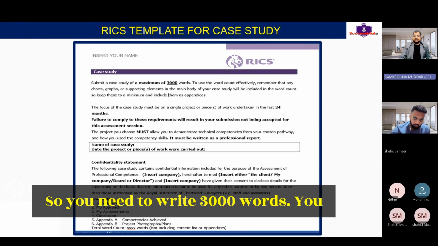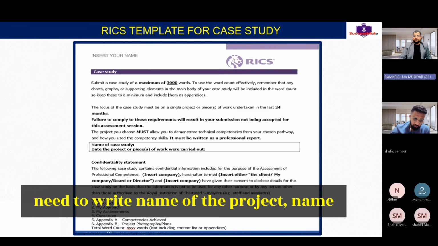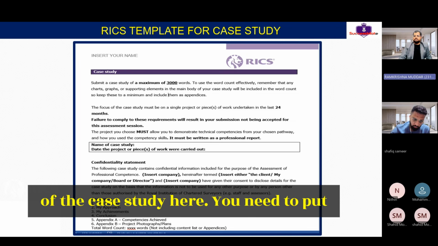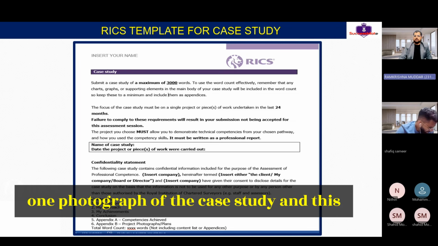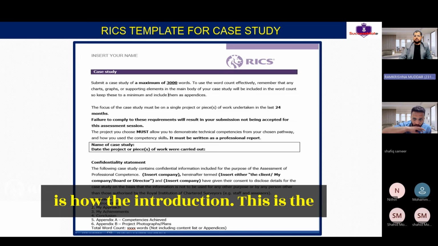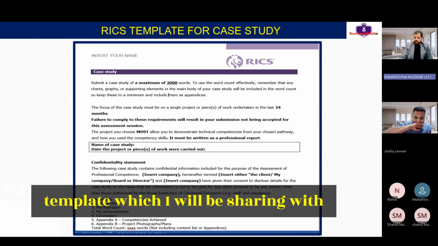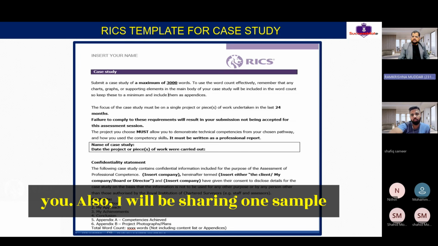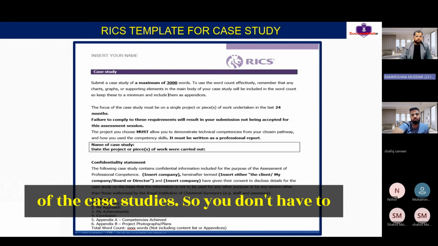So you need to write 3000 words. You need to write the name of the project, the name of the case study. Here you need to put one photograph of the case study. And then the introduction. This is the template which I will be sharing with you. Also, I will be sharing one sample of the case studies. So you don't have to worry.